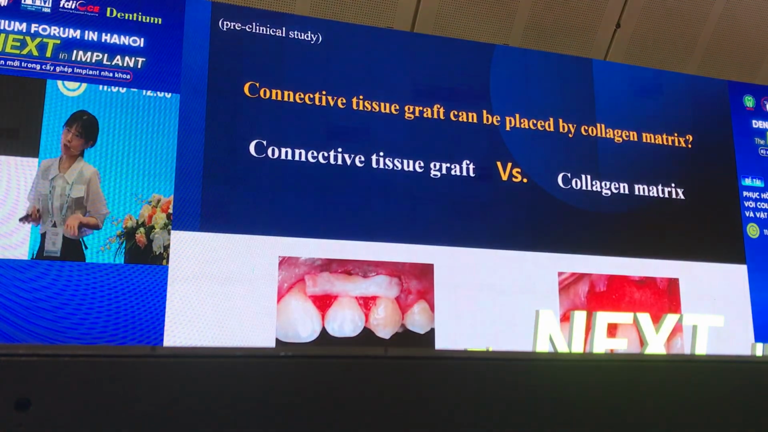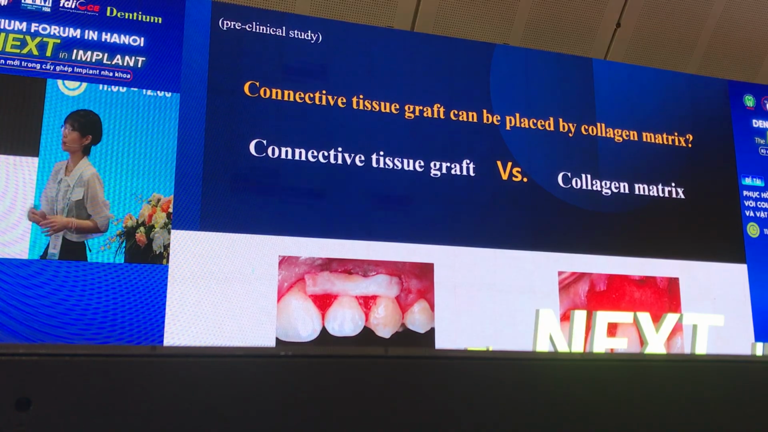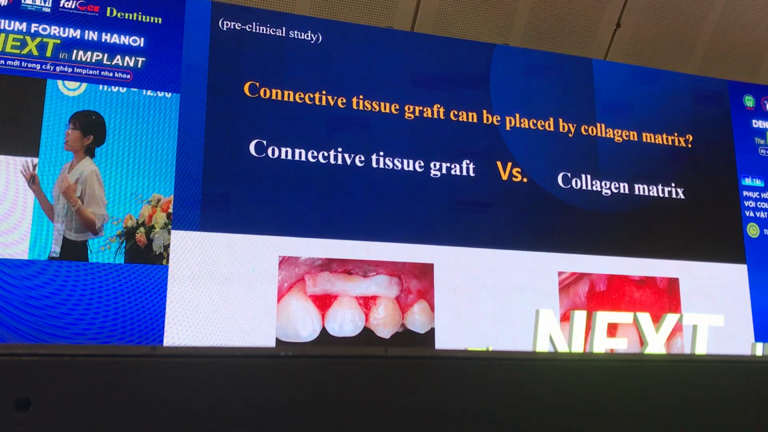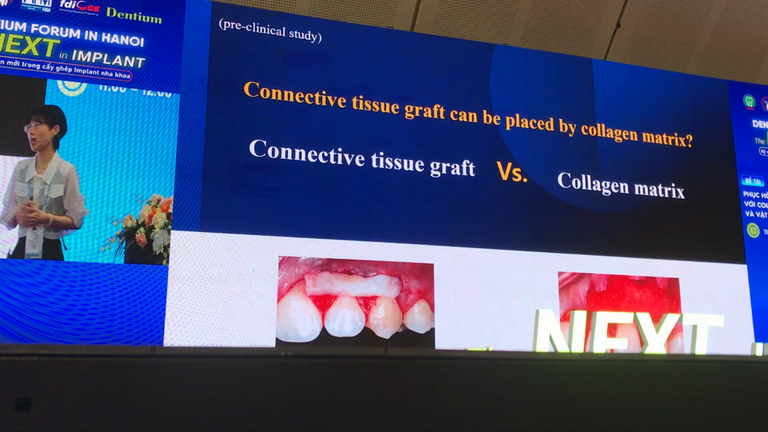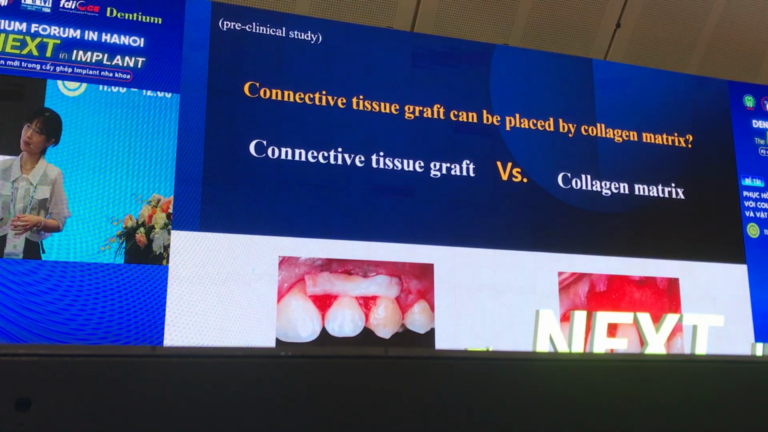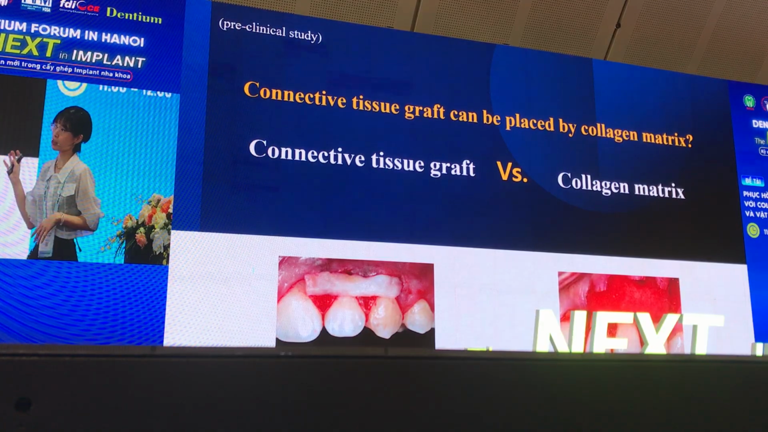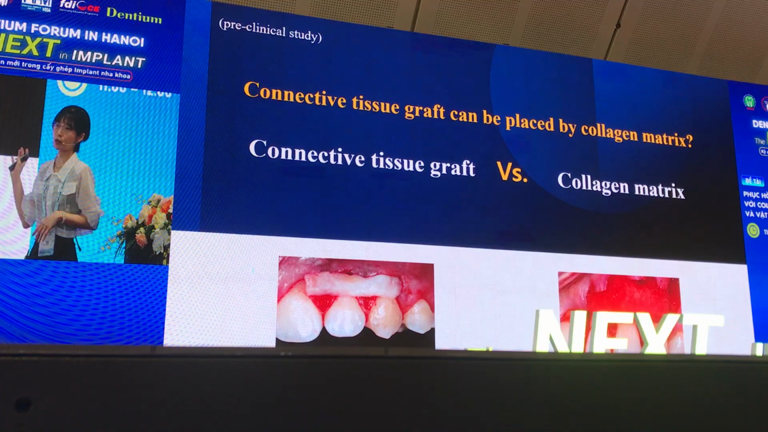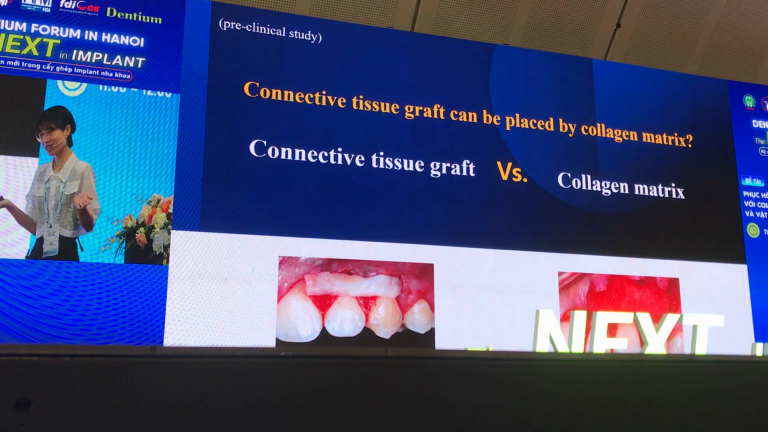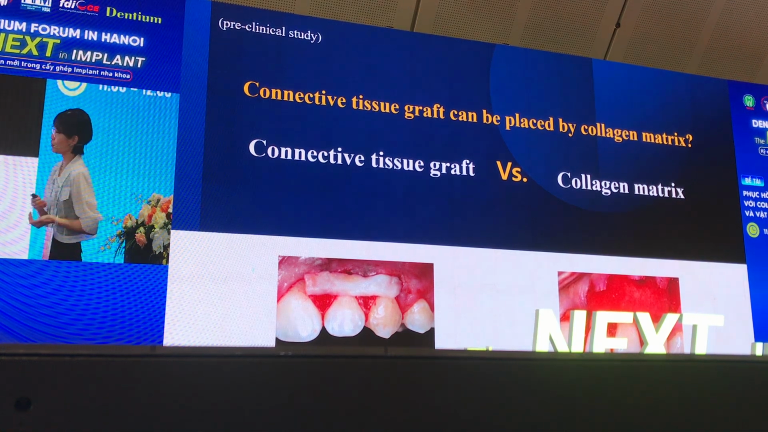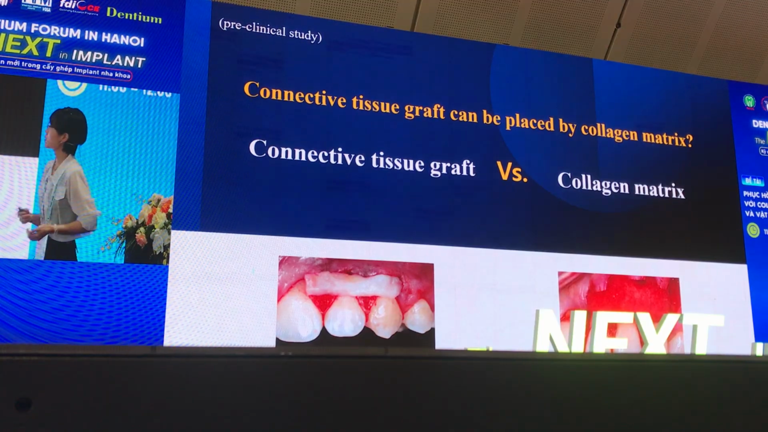So I'd like to share my research data. This is a preclinical study in vivo models. As I told you, the connective tissue graft, CTG, has been considered the gold standard for the PDM, because many scientists thought that the disadvantage is the relapse of the collagen matrix. So I wondered, is it right? So I did this to make the scientific evidence about that.